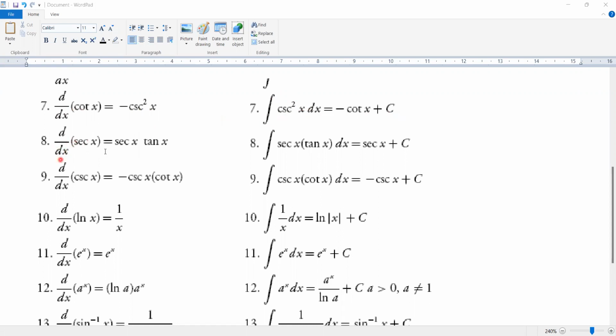Derivative of sec x with respect to x is sec x into tan x. Integration of sec x into tan x with respect to x is sec x plus c.